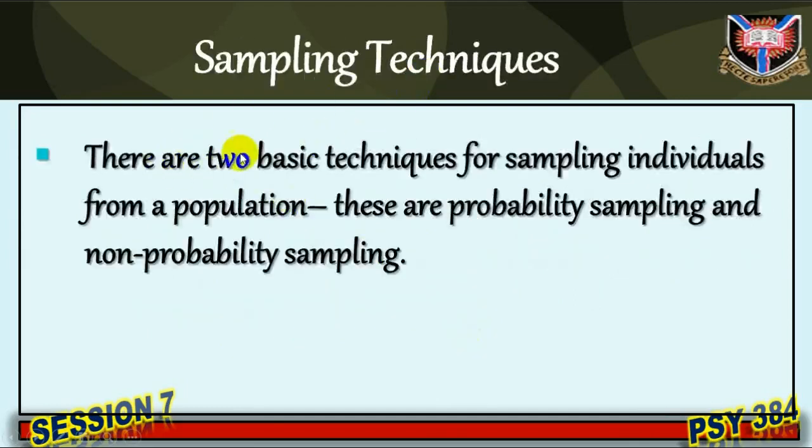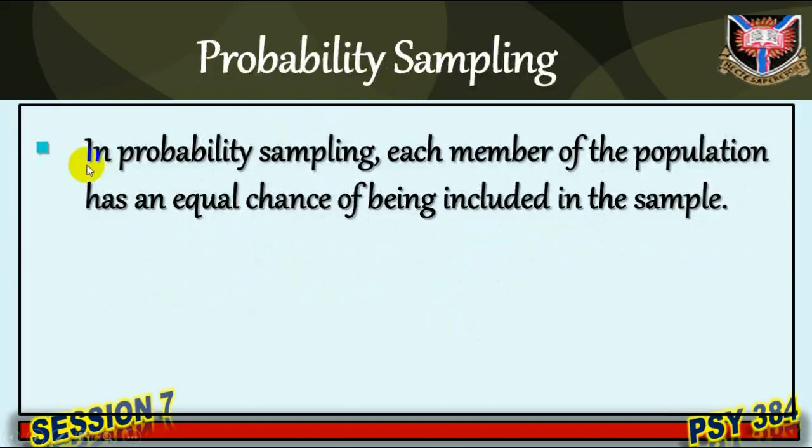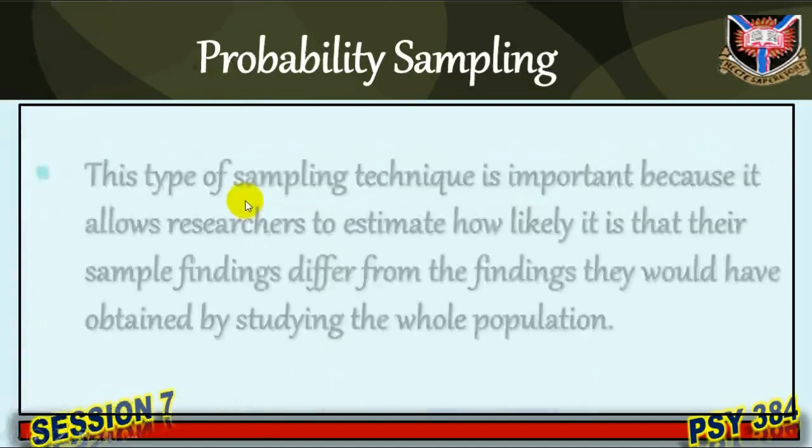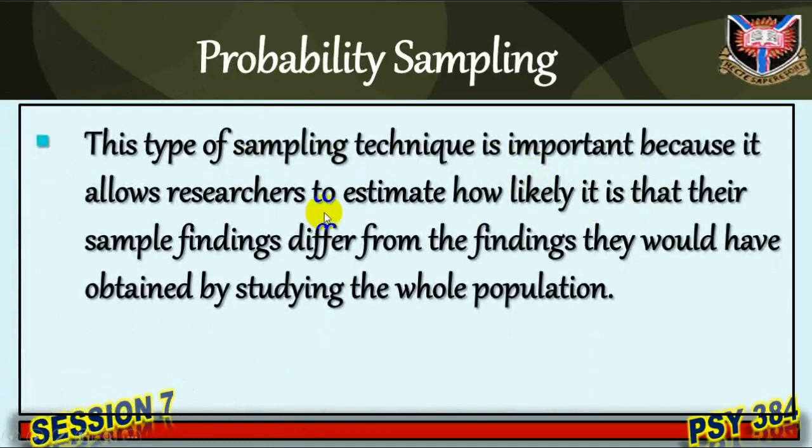Sampling techniques. There are 2 basic techniques for sampling individuals from a population. These are probability sampling and non-probability sampling. Probability sampling. In probability sampling, each member of the population has an equal chance of being included in the sample. This type of sampling technique is important because it allows researchers to estimate how likely it is that their sample findings differ from the findings they will have obtained by studying the whole population.